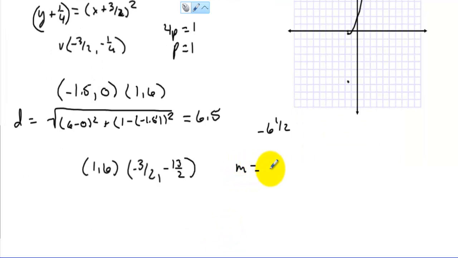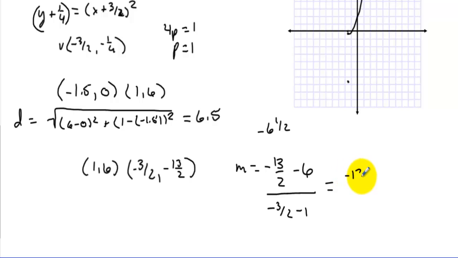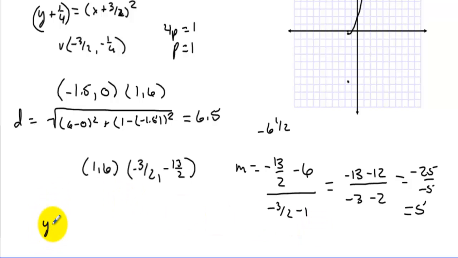We have m equals negative 13 halves minus 6 over negative 3 halves minus 1. And we can multiply everybody by 2 here. Negative 13 minus 12 over negative 3 minus 2. We have negative 25 over negative 5, so the slope turns out to be 5. We have y minus 6 is equal to 5 times x minus 1. y minus 6 equals 5x minus 5. We have y equals 5x plus 1.